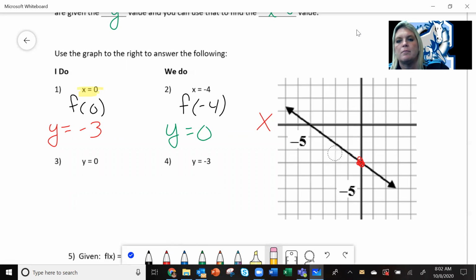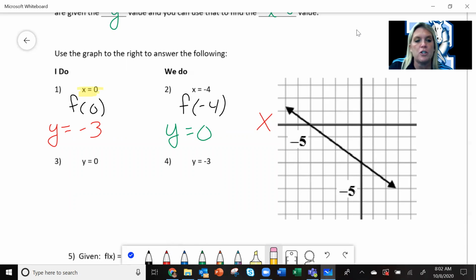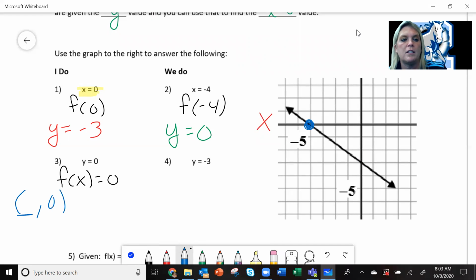Okay, let me erase these. Now, if they tell us y equals 0, what is that the same as if we write it in function notation? Well, y equals 0 is the same as f of x equals 0. So where does y equal 0? The y number right here equals 0, and here is your x right here. So it's saying, when the y number is 0, what is your x value? My x value is -4.